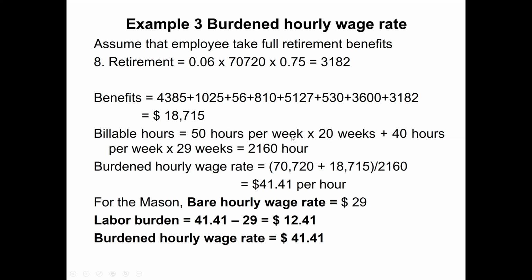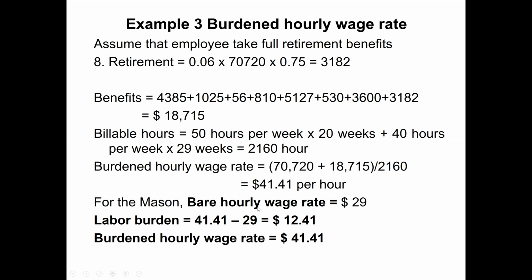Now, how many hours has this person worked annually? He worked 50 hours per week for 20 weeks and 40 hours per week for 29 weeks, so annually he performed work for 2,160 hours. The burden hourly wage rate is all his wages plus all his benefits divided by how many hours this person has worked annually. So the burden hourly wage rate is $41.41 per hour.